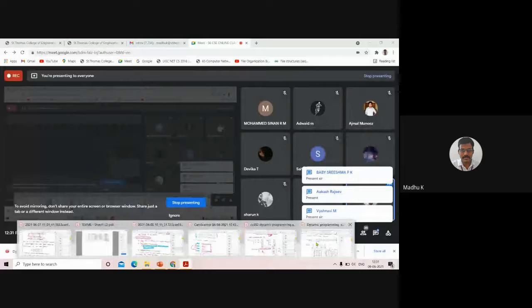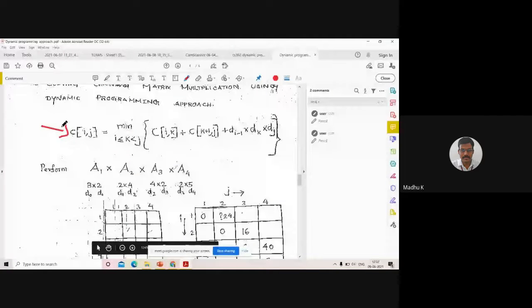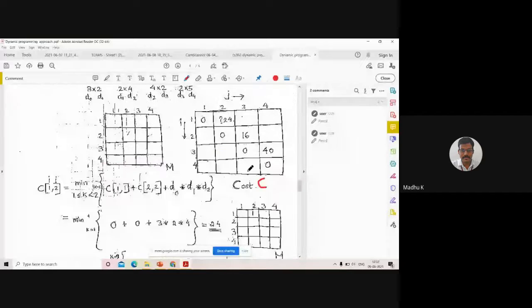So this is the general equation for calculating the cost, with the parameters i comma j. Here there is a matrix C.